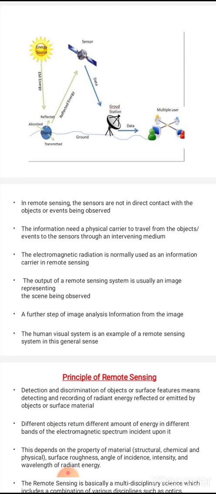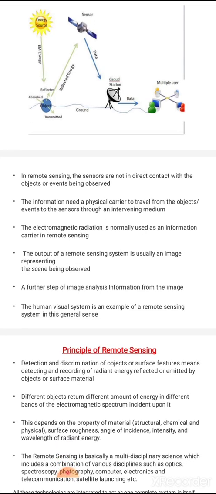The output of a remote sensing system is usually an image representing the scene being observed. I already told you that the output of remote sensing will be in the form of an image. Okay. The further step is image analysis, to extract information from the image. The further step is we need to collect the maximum information from those images. Okay. The human visual system is an example of a remote sensing system in its general sense. Okay, in a general sense, we can say that an example of remote sensing technique is the human visual system itself.